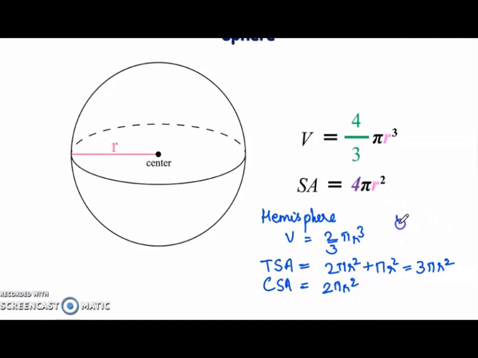So when we talk about the hemisphere, it is like this. Suppose you are finding only the curved part, then this is 2 pi r square. And if you are talking about the total surface area, then 2 pi r square plus this flat surface, that is pi r square. So it becomes 3 pi r square for the hemisphere.